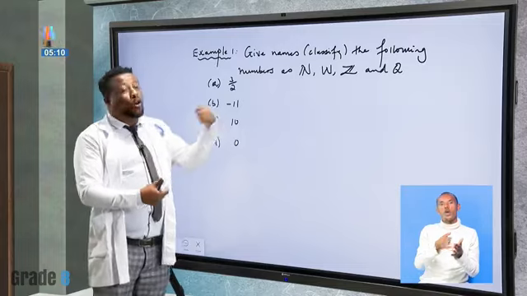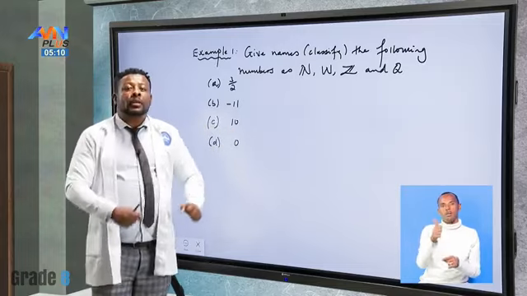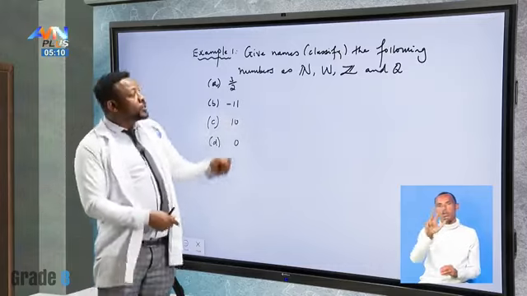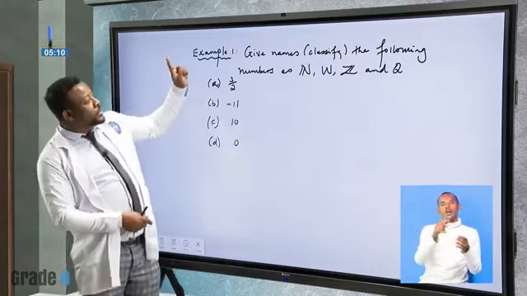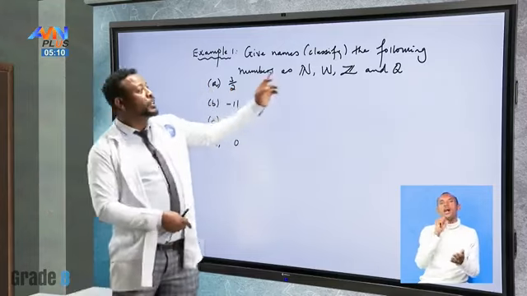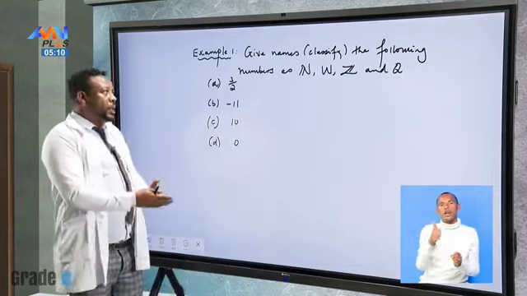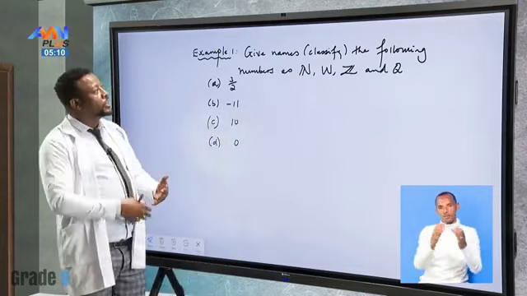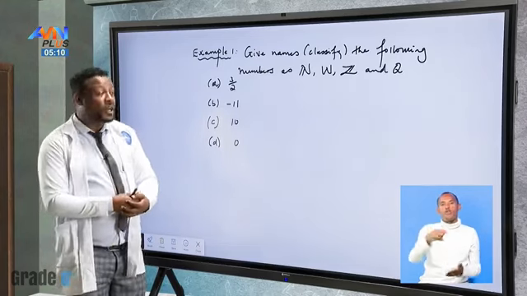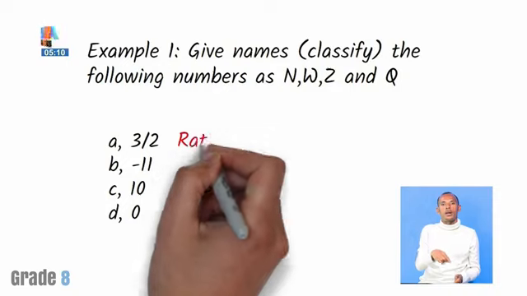Is it a whole number? Definitely, this is not a whole number, because you know what whole numbers are: 0, 1, 2, 3, and so on. This is not a whole number. This is not an integer. It can't be a member of these 3. So the only classification that we can give for this number is an element of rational numbers. So you can say this is a rational number.